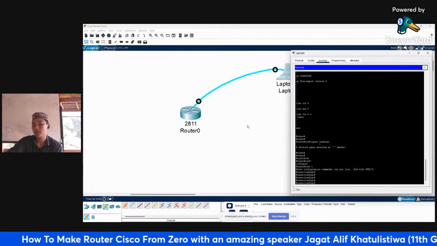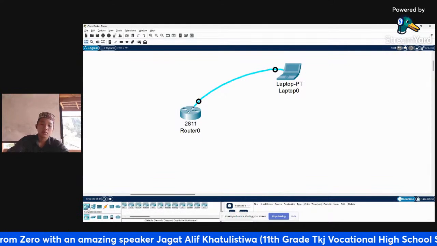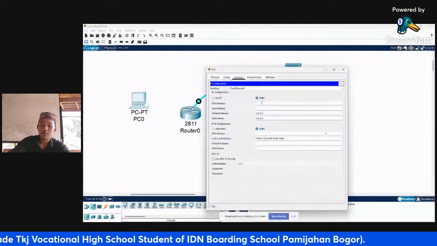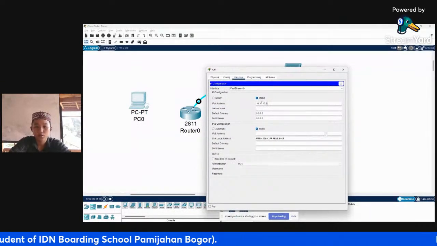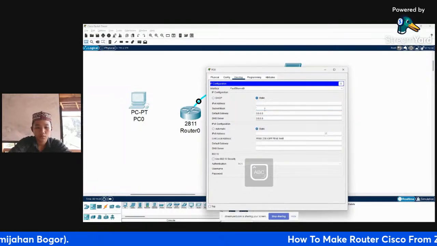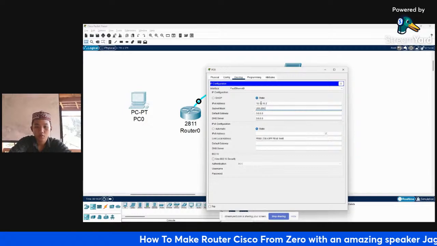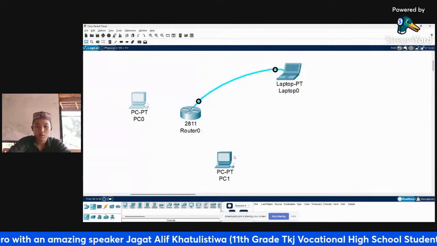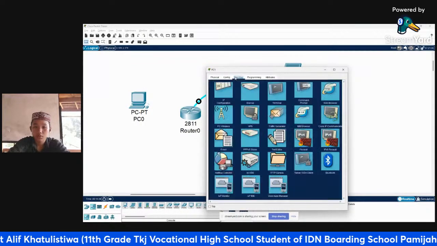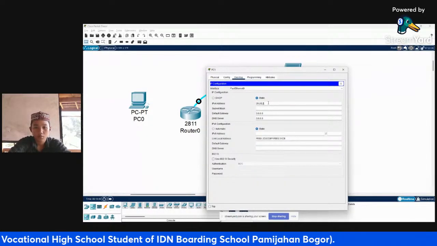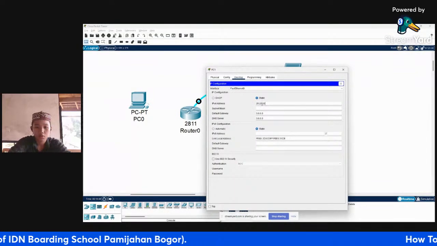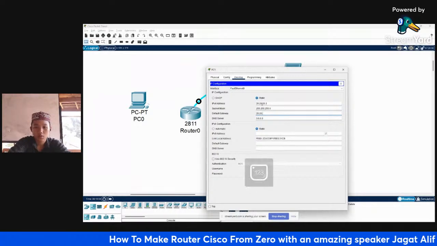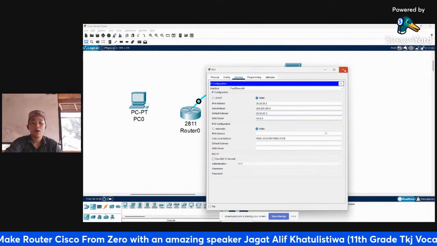Like I said before, the definition of a router is that it combines networks, right? So I'll give you a case of how to use it. I have two PCs with different IP addresses: 10.0.0.2 and 20.0.0.2. This is the gateway for the router. So I have made these two different networks.